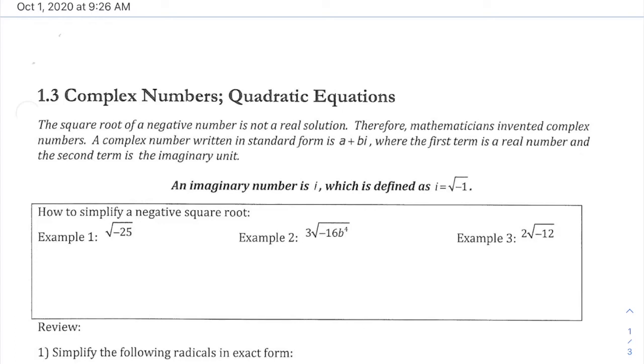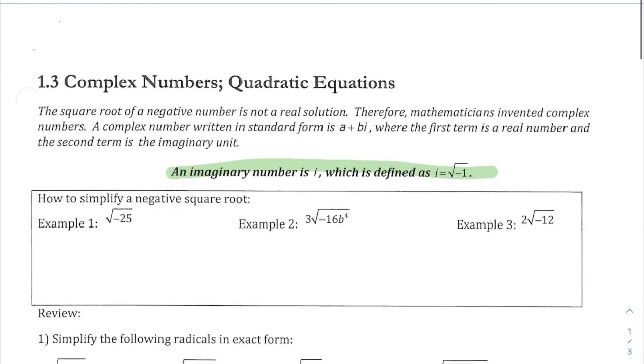Okay, good morning. Welcome to our last notes for Unit P, complex numbers and quadratic equations. We talked about earlier that up until this point in this class, if you had a negative underneath a radical, we just said it was either a non-real solution, or if it was a cubic, you'd be able to simplify it. Now we're going to talk about this imaginary number i, which is defined as i equals the square root of -1.